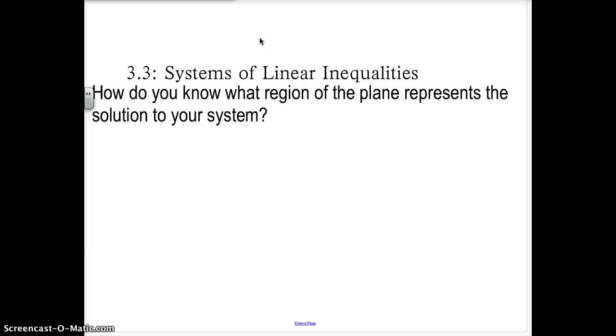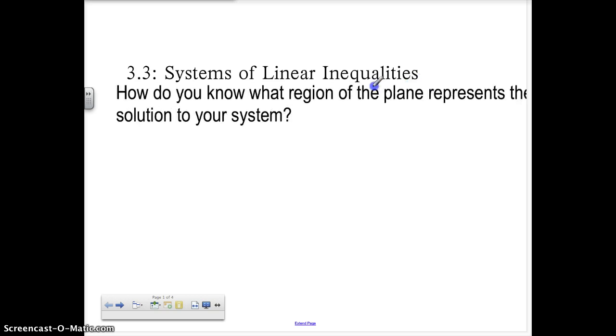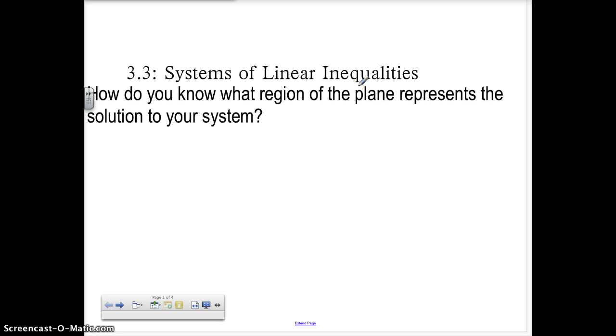So for 3-3, systems of linear inequality. Work here, or not. That's kind of the key word here. We want to look at specific regions of the plane. And the question is, how do you know which region of the plane represents the solution to your system?